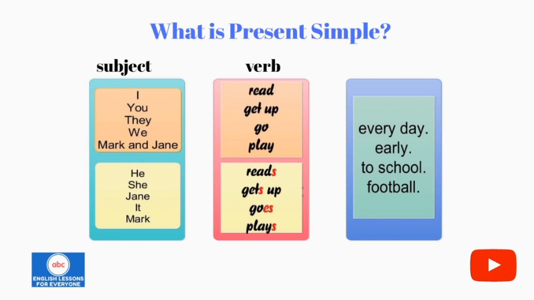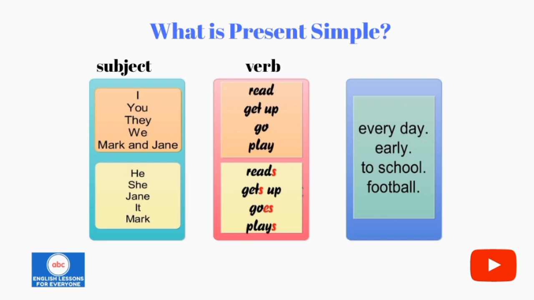But for he, she, Jane, it, or Mark, we have to add an s at the end of the verb. So it goes like: he reads every day. You can't say he read every day. That's incorrect. She gets up early. Jane goes to school, or she goes to school. It's very important that you use the es at the end of the verb go. Or: it goes to school, plays football, Mark plays football.